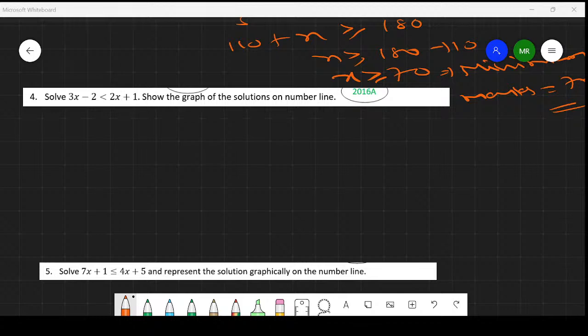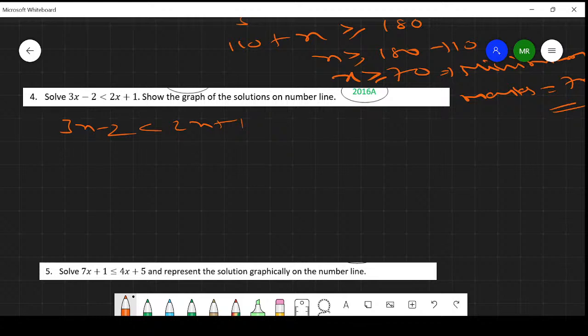Then fine. See now. Solve 3x minus 2 less than 2x plus 1. Show the graph of the solution on number line. This was a simple problem. How to solve this? When I have taken it like this, you can write 3x minus 2 less than 2x plus 1.